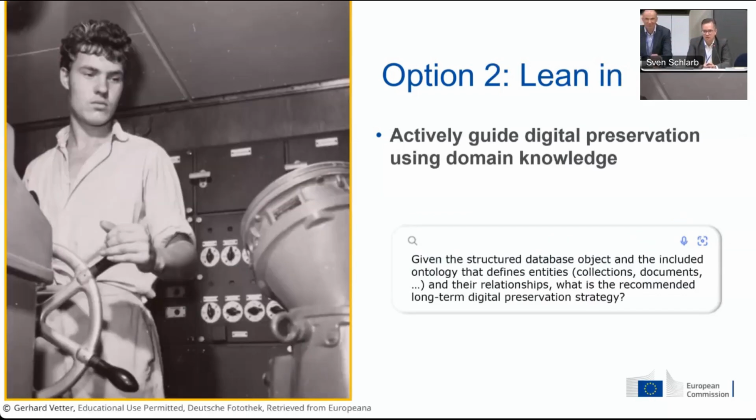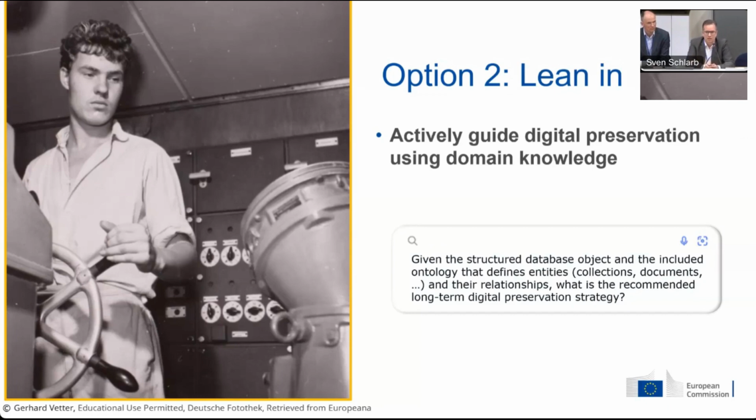I think option 2 is the thing we should do, which is lean in. That is actively guide digital preservation using domain knowledge, specifically create ontologies. So tell exactly what you think is the right structure, what your thoughts are, what the relevant entities are, how an application would be running based on this. All the details you can document and preserve in this format.